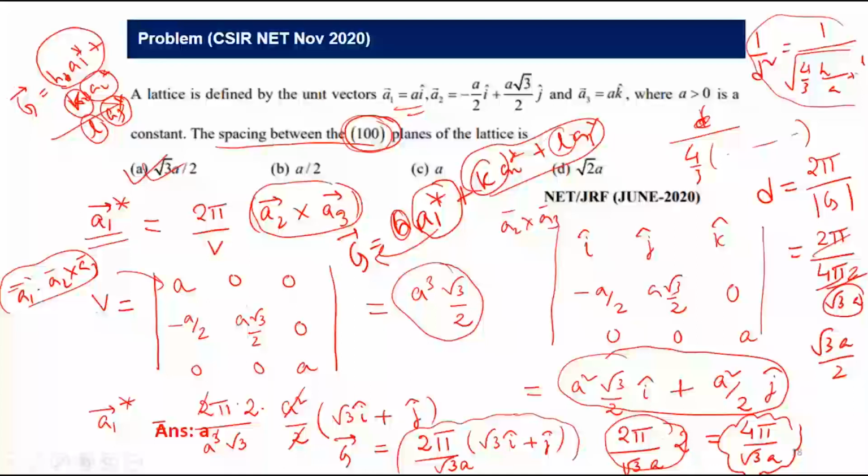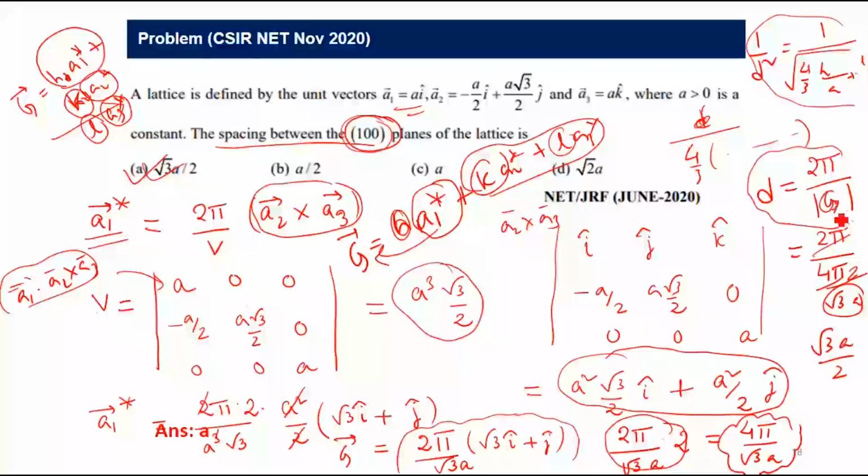Are you able to follow this alternate way of finding the interplanar distance? Yes, sir. Is this 2 pi by mod G independent of the lattice, sir, or is it dependent on the lattice we are using? This is independent. That's why we use this reciprocal lattice. Are you getting this? Yes, sir.